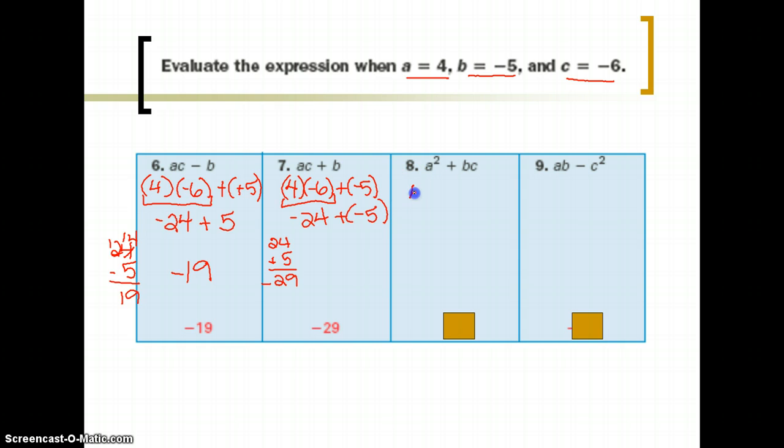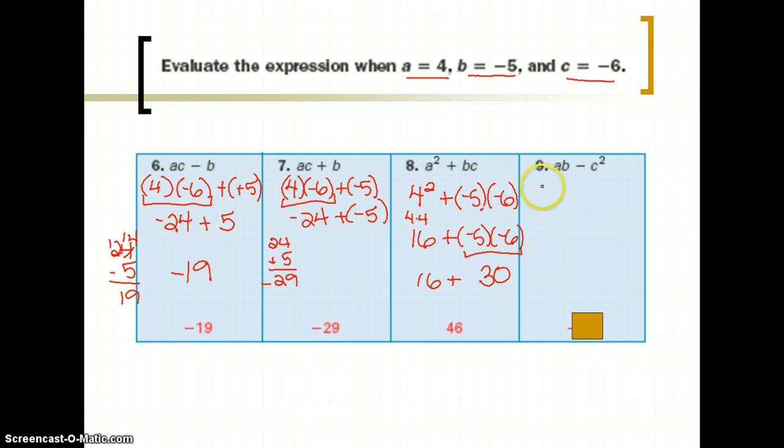Number 8, A is 4 squared plus B, which is negative 5, times C, which is negative 6. Please excuse my dear Aunt Sally. 4 squared, 4 times 4 is 16. Bring down everything else. Now I'm deciding between multiplication or adding, so I multiply. What is negative 5 times negative 6? That's positive 30. Remember, same sign when multiplying, you keep it as positive. Now you add 16, which is 46.